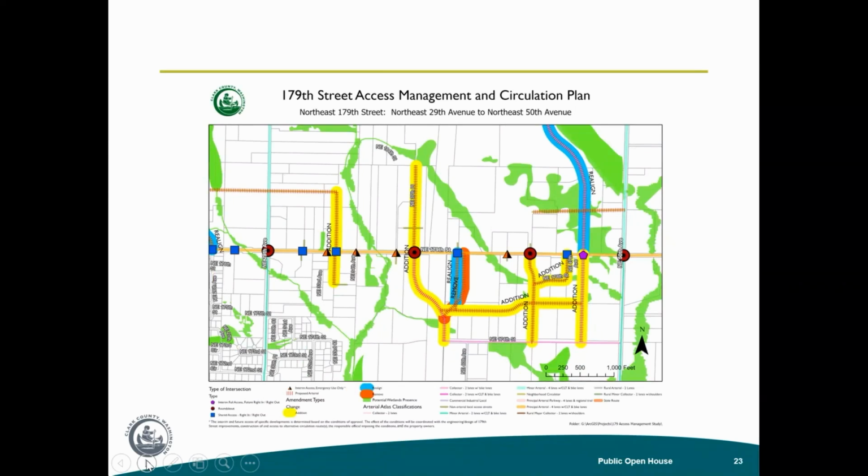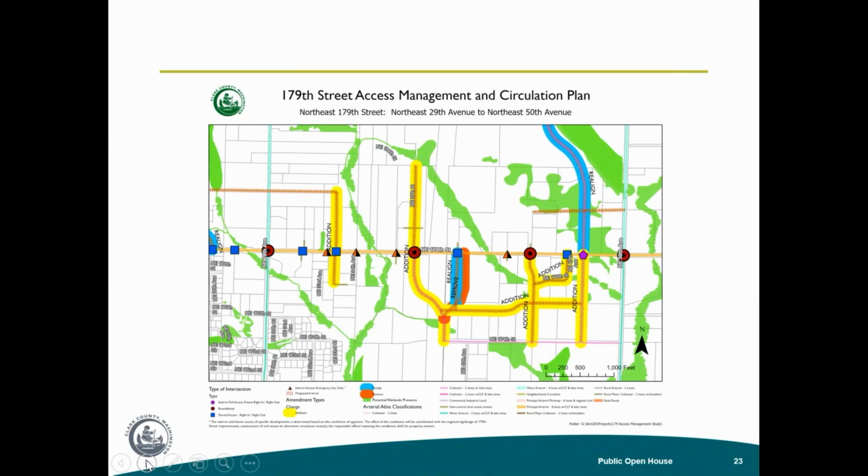Here you're seeing our proposed plan from 29th Avenue to 50th Avenue. Again, you're seeing roundabout locations at 29th Avenue, approximately 37th Avenue, 45th Avenue, and 50th Avenue. Again, you're seeing the blue right-in, right-out intersection locations and the emergency access locations.